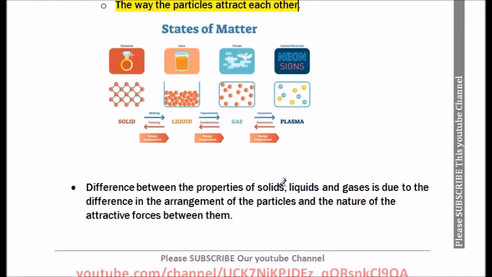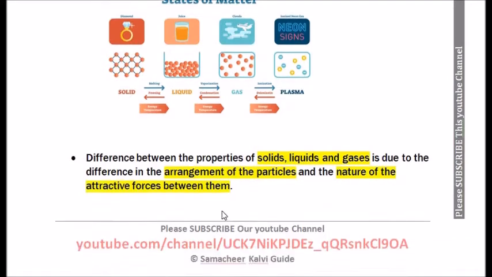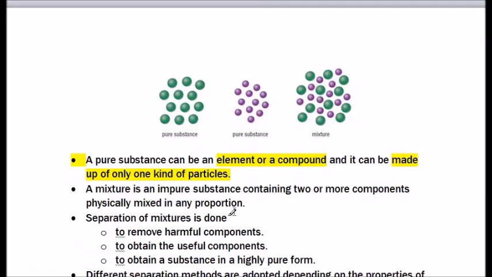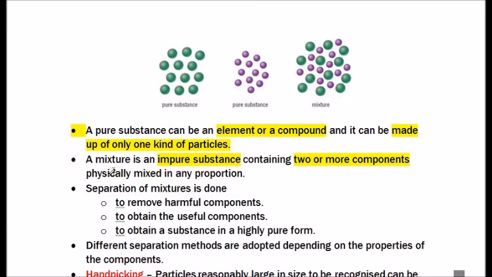Differences between the properties of solids, liquids and gases are due to the difference in the arrangement of the particles and the nature of the attractive forces between them. A pure substance can be an element or a compound, and it is made up of only one kind of particles. A mixture is an impure substance containing two or more components physically mixed in any proportion.